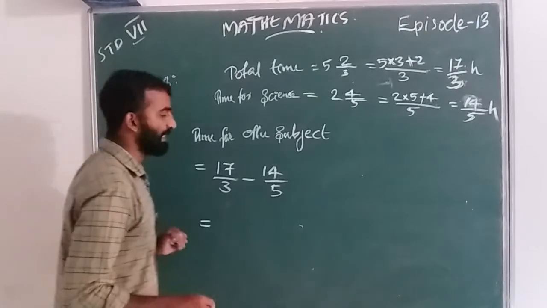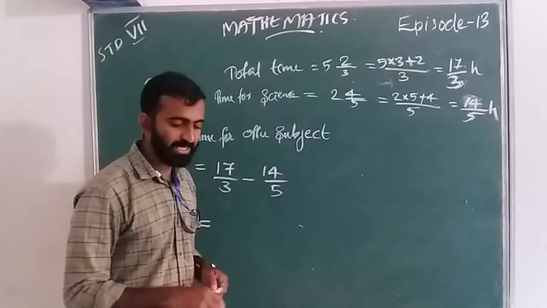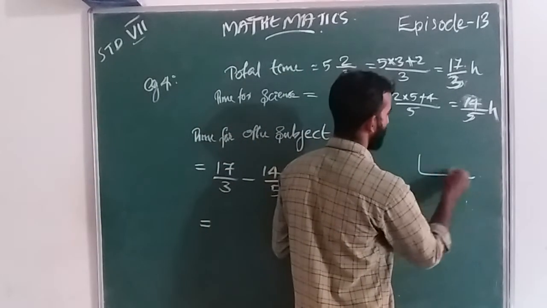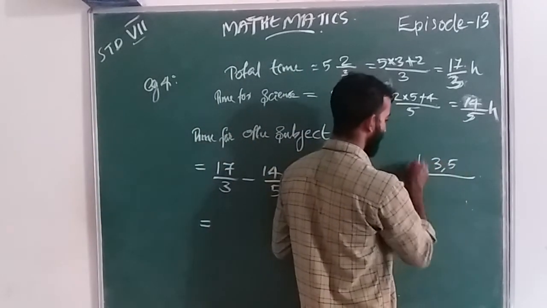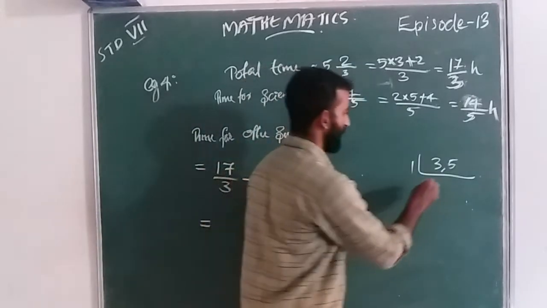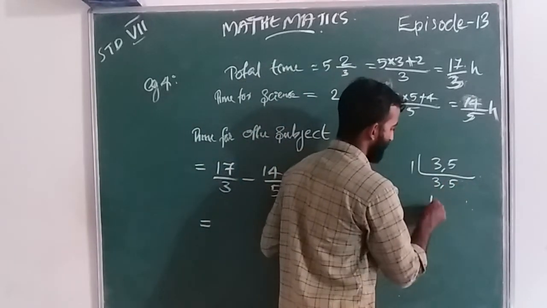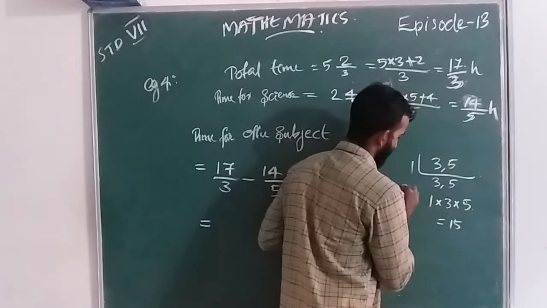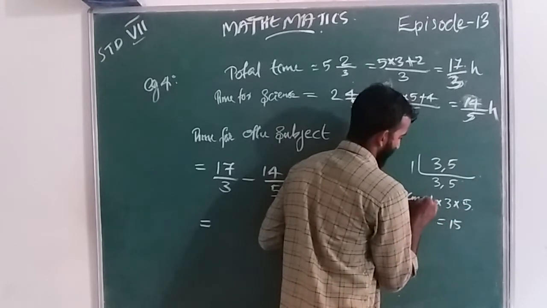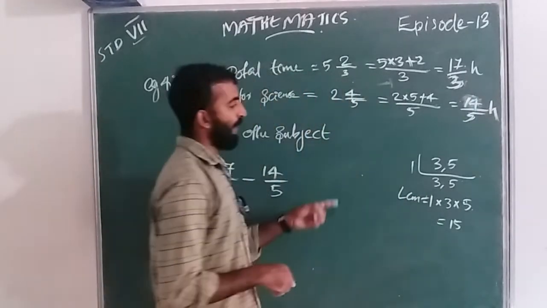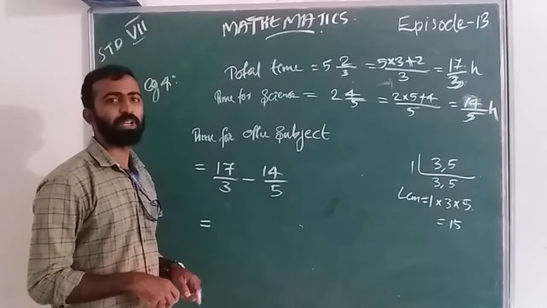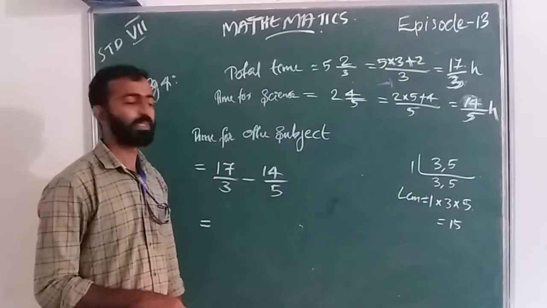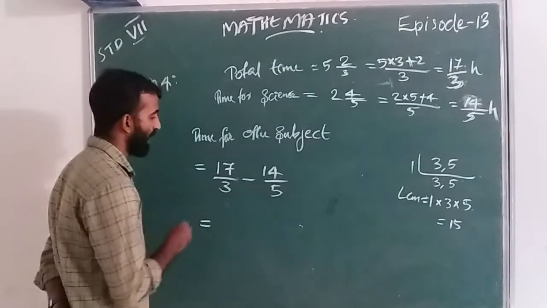When we take the LCM, what is the LCM? The denominators are 3 and 5, the common factor is 1, so LCM equals 1 into 3 into 5, that is 15. That is what we can write.